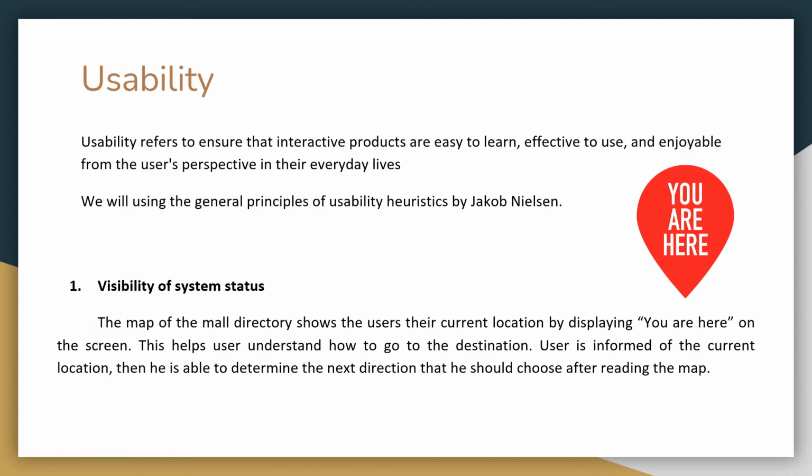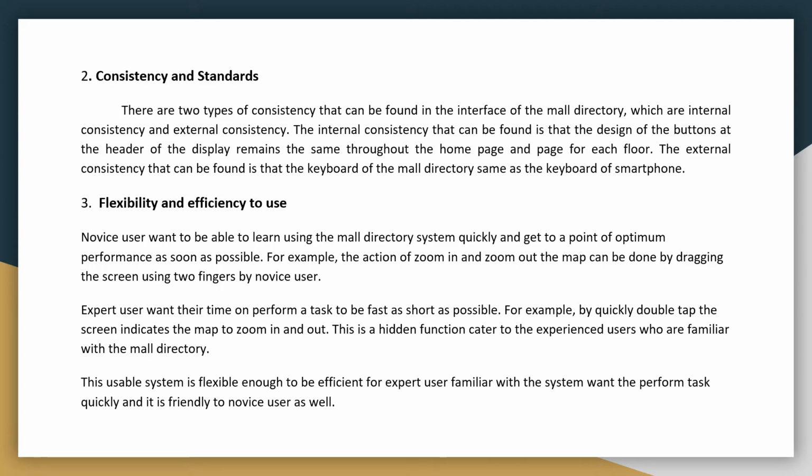The first one is visibility of system status. The map of the mall directory shows the users their current location by displaying "you are here" on the screen. This helps users understand how to go to the destination. Users are informed of the current location, so they are able to determine the next direction that they should choose after reading the map.